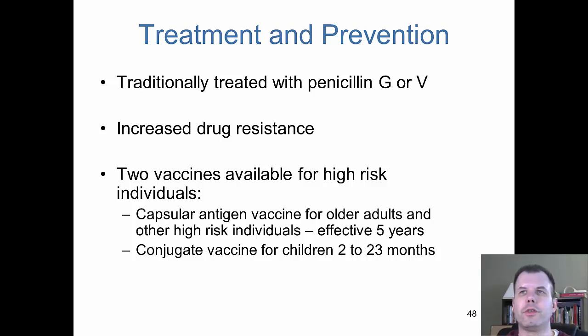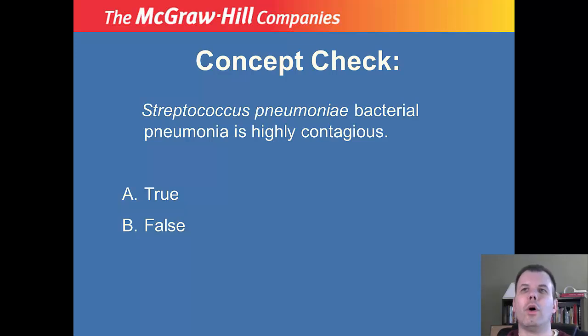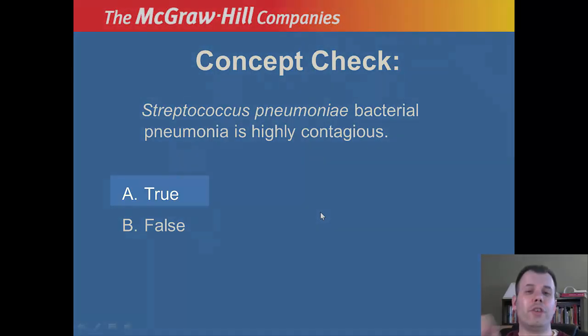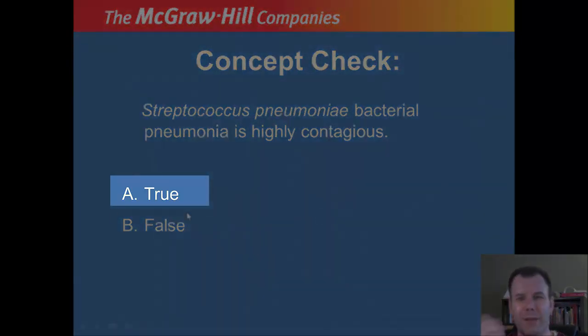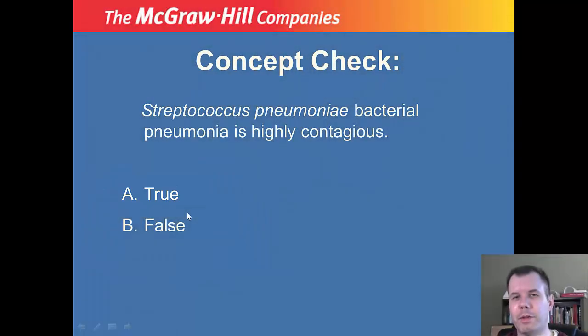Okay, so Streptococcus pneumoniae, bacterial pneumonia, is highly contagious. Is that true or false? If you said true, you'd be correct, because again, we worry about this especially in certain populations. If you have populations that are high risk, we worry about these things spreading. And so if someone has pneumonia, we will put them in isolation to keep them away from the rest of the high risk individuals. And so if you did say true, it is.